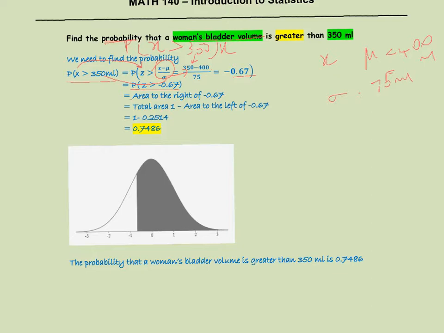So that would be the area to the right of negative 0.67. So the total area 1 minus the area to the left of negative 0.67, which can be obtained from Table B, and it's equal to 0.2514, and that's equal to 0.7486. So when we look at the sketch, does it make sense that the area would be 0.7486? Because if you're way off, at least you'll see that when you compare the area that you get, which is the probability, to the area that you've sketched.